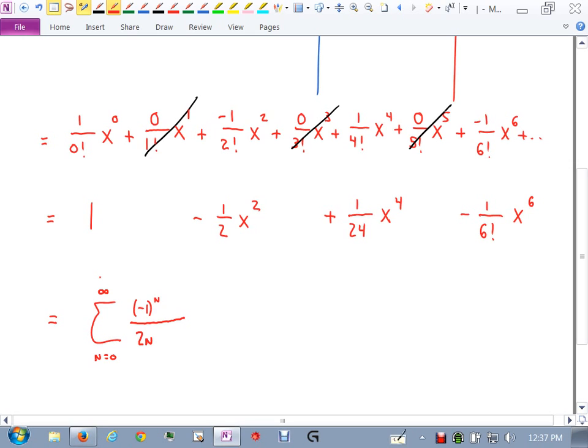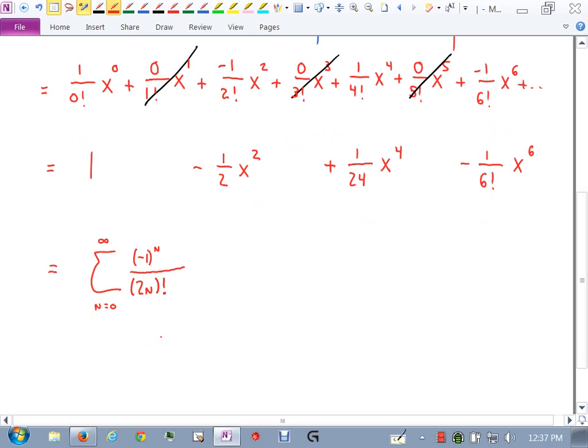So will that do it? That'll be 0 factorial will be my first one, and then when I let n be 1, it'll be 2, and then 3. Then I'll get 4, right? So 2n factorial. Is that all right with everyone?